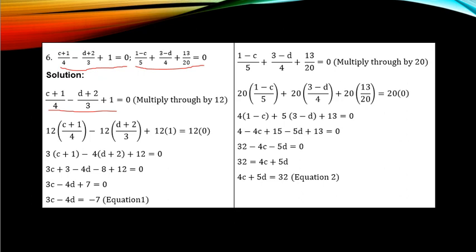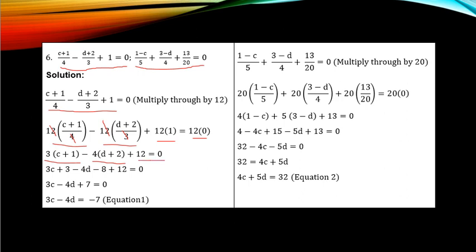To do that, multiply through by the LCM. That is 12. The LCM of 4 and 3 is 12. So you multiply the first term by 12, second term by 12, third term by 12, right hand side by 12. So if you divide 12 by 4, you have 3 multiply c plus 1. Divide 12 by 3, you have 4 multiply d plus 2. 12 times 1 is 12. 12 times 0 is 0.